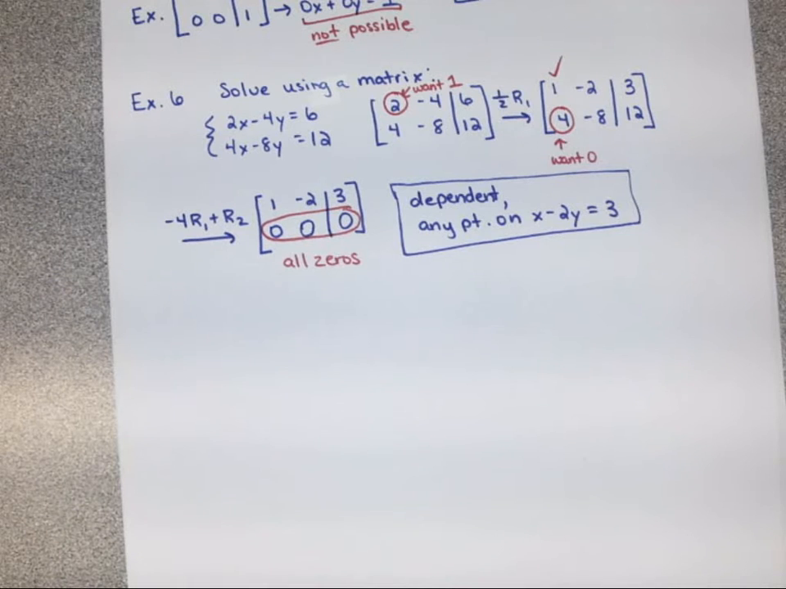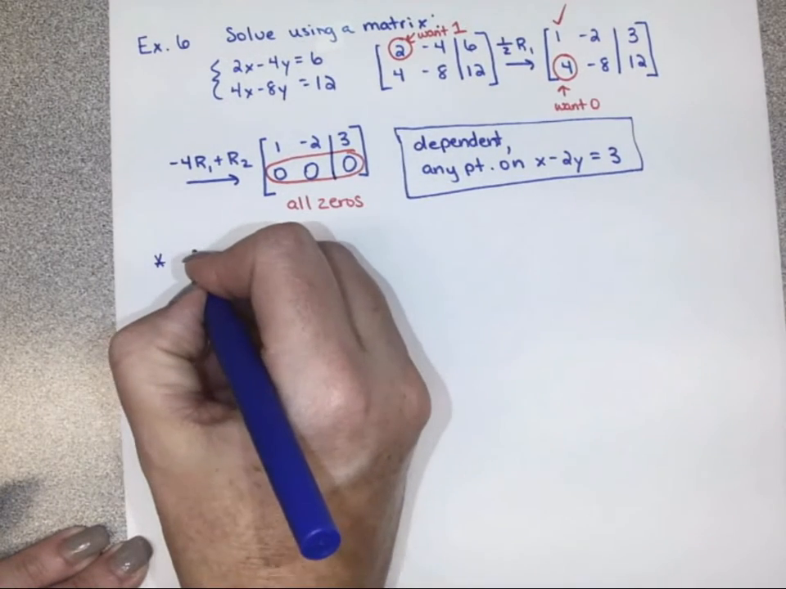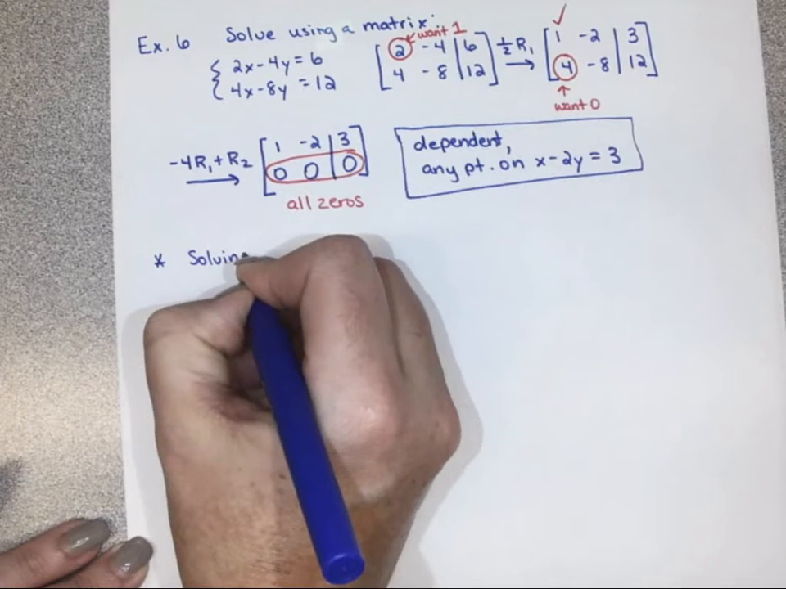Two variable systems, this shouldn't be crazy different. It's going to be the very same process. It's just going to be more columns of numbers. Okay. So let's look at the steps for solving three variable systems.